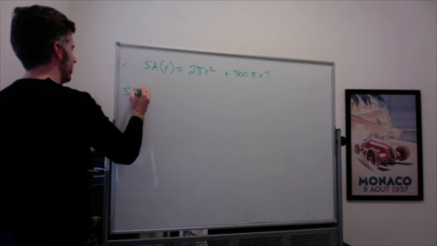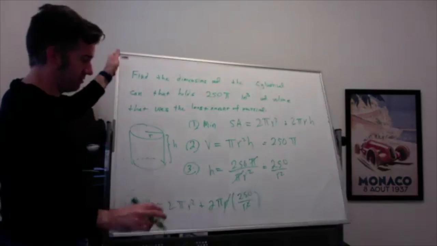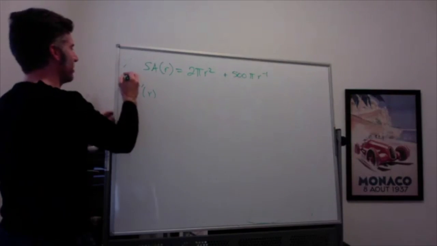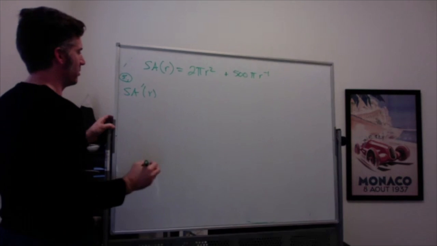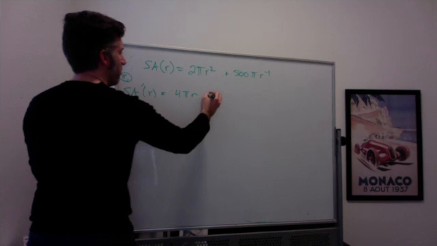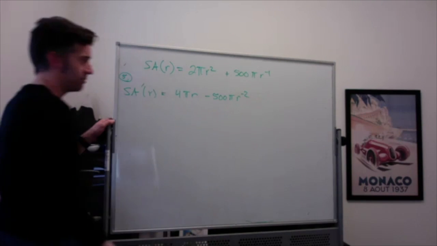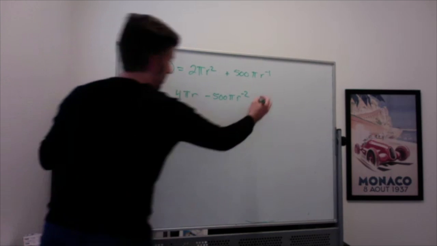So let's take the derivative, which is step 12, right? That's like step 5. You don't have to number your steps. I just kind of like to. So my derivative here is going to be 4 pi r minus 500 pi r to the negative second. And I'm going to set that equal to 0.